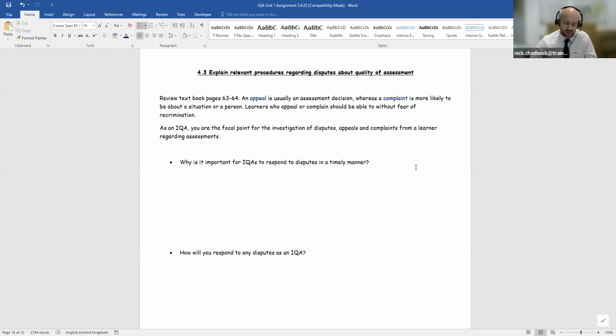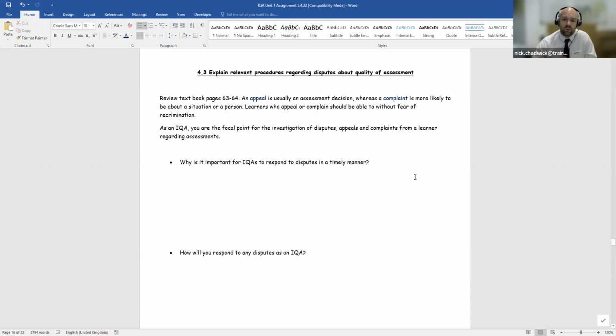Okay, so an appeal is usually about an assessment decision, whereas a complaint is more likely to be about a situation or person. Learners who appeal or complain should be able to do so without fear of recrimination. Confidentiality should be maintained where possible to ensure an impartial outcome, and the learner should feel protected throughout the full process. If anyone does make an appeal or complaint, this should not affect the way they are treated, and the outcome should not jeopardize their current or future achievements as well.